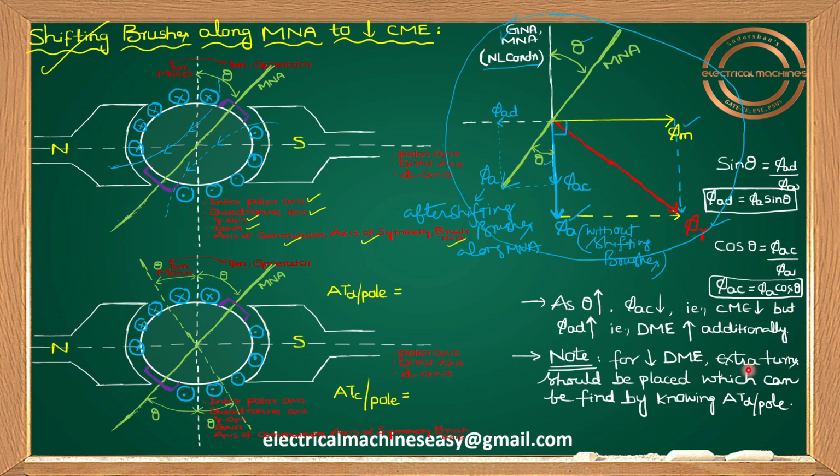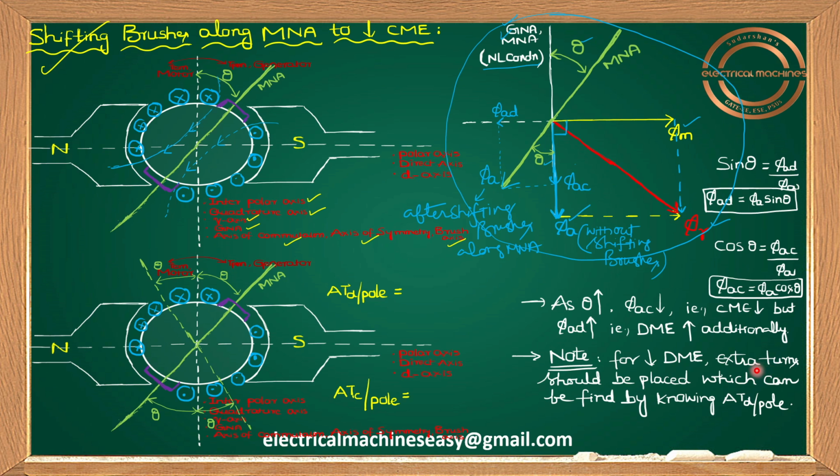So my question here is, how can you find extra turns? Extra turns can be placed, which can be found by knowing the demagnetizing ampere turns per pole. See guys, ATD per pole means demagnetizing ampere turns per pole. If you know how much demagnetization effect you are getting under each pole because of shifting brush along MNA, then by knowing that ATD per pole value, you can place some extra turns.